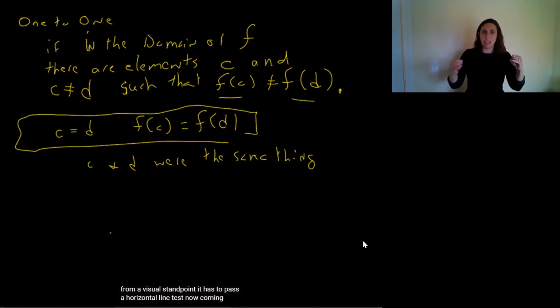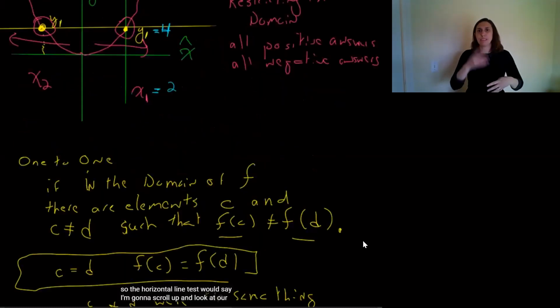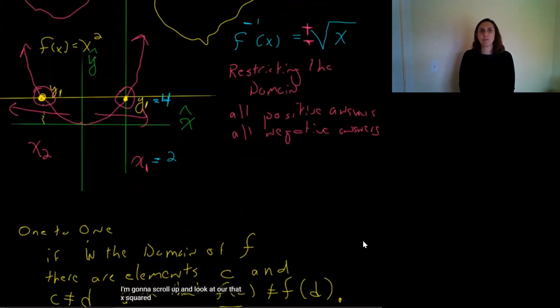Coming across. So the horizontal line test would say, and I'm going to scroll up and look at that, x squared cannot make a one-to-one function because it fails the vertical line test. It is touched by a vertical line by more than 1 point.